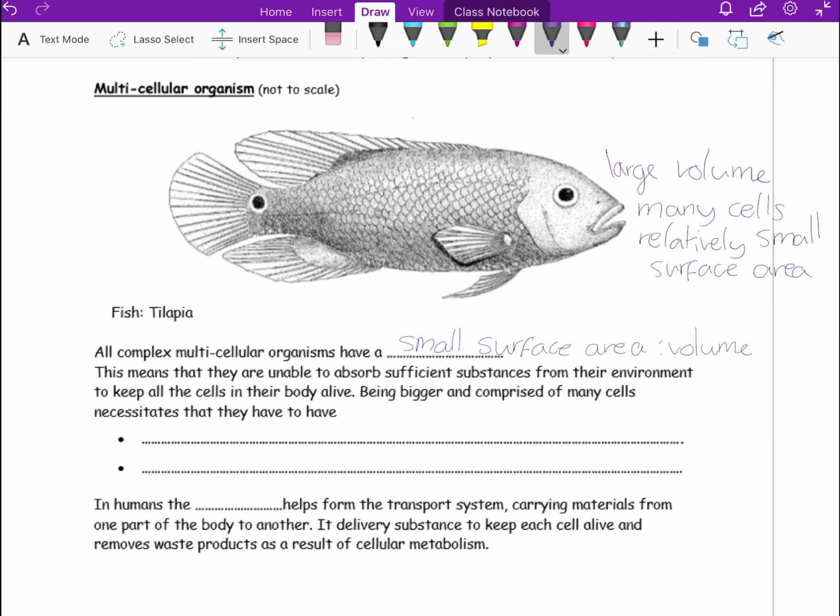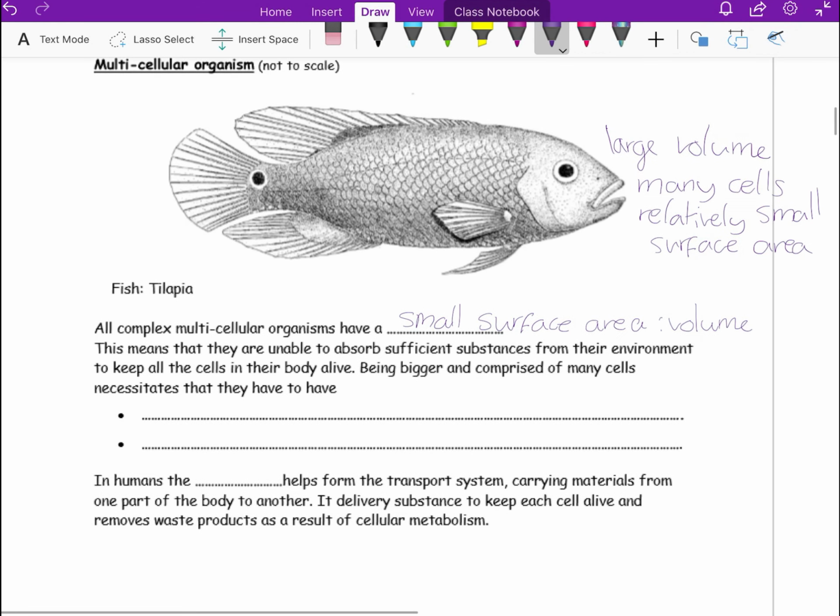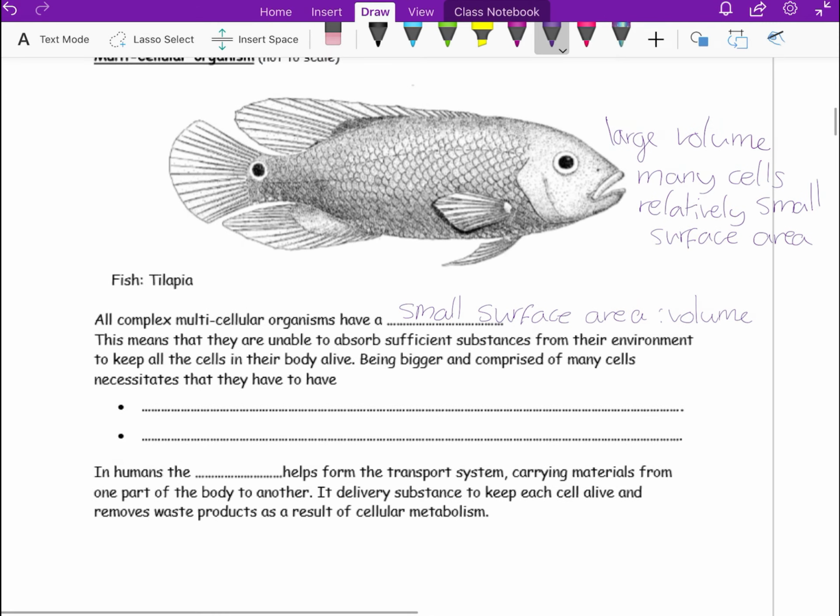What this means is that they're unable to absorb sufficient nutrients, sufficient oxygen from their environment just by diffusion, and so they need to have circulatory systems and respiratory systems. So they need to have transport systems in order to get those key molecules from outside of the organism to all of the cells that require them.